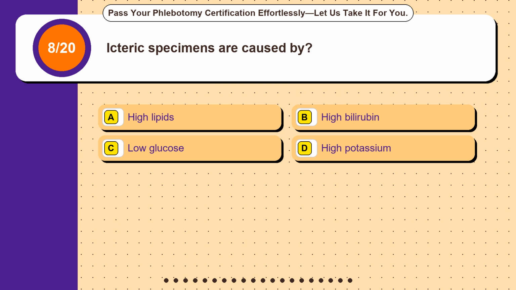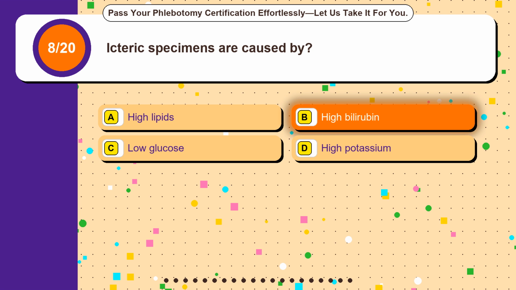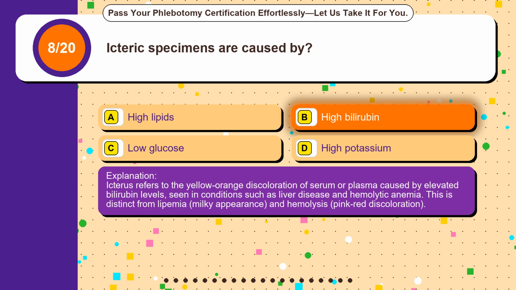Question 8. Icteric specimens are caused by option A, high lipids, option B, high bilirubin, option C, low glucose, option D, high potassium. The correct answer is option B, high bilirubin. Icterus refers to the yellow-orange discoloration of serum or plasma caused by elevated bilirubin levels, seen in conditions such as liver disease and hemolytic anemia. This is distinct from lipemia, milky appearance, and hemolysis, pink-red discoloration.